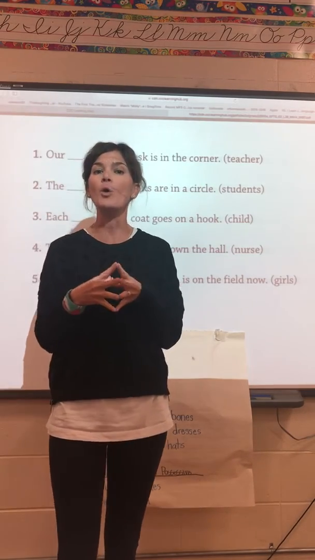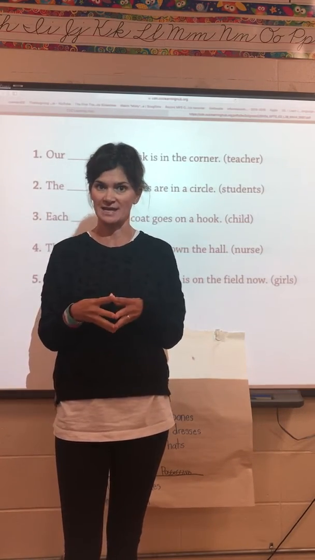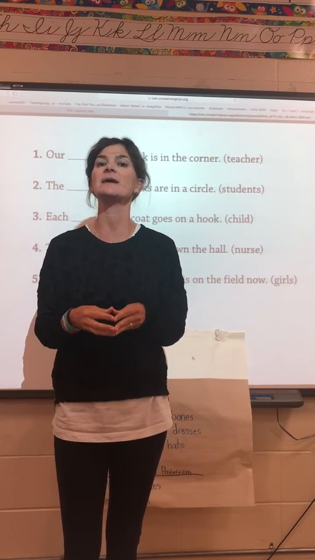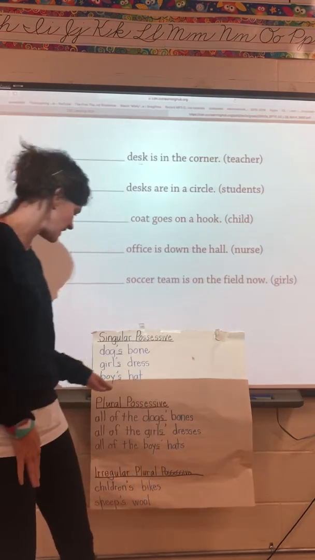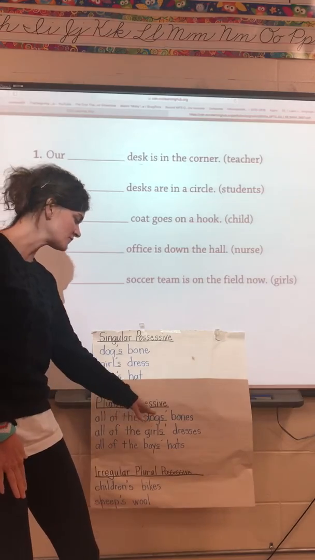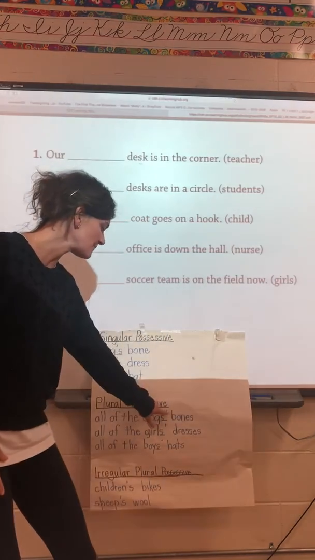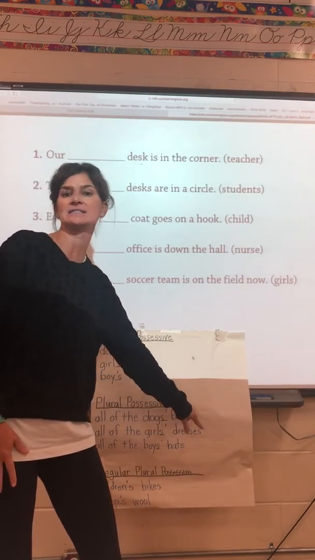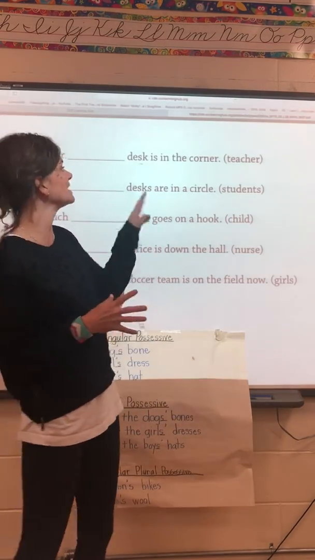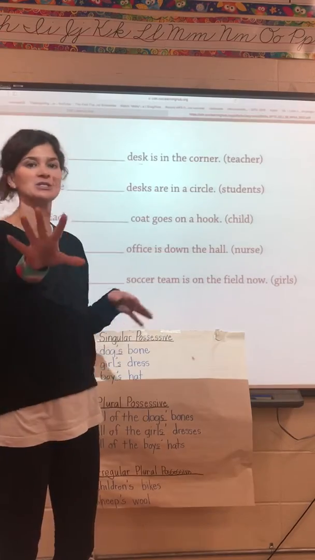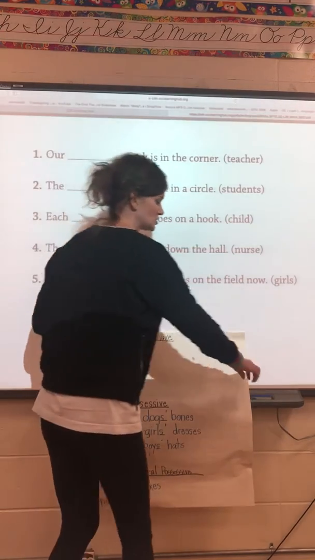If you have more than one person or thing owning something, then the apostrophe will go after the S like this. All of the dogs' bones, you have more than one dog, so the apostrophe goes after the S, bones. Okay, so let's look at this practice page. You don't have this, so just pay attention and look up here.